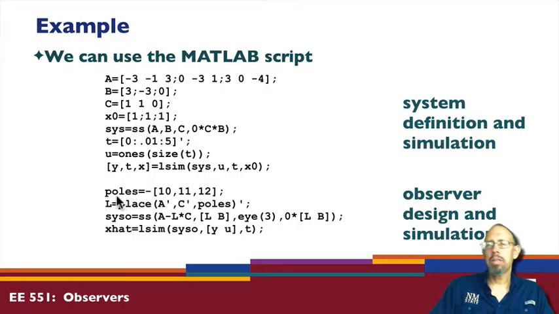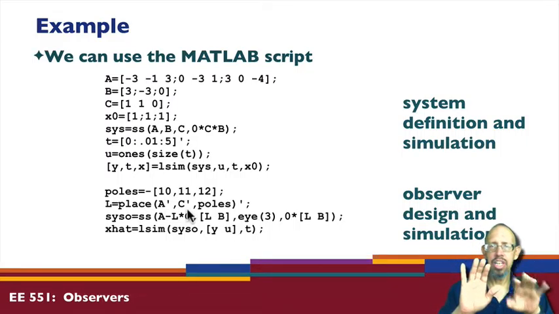We now want to obtain an observer, a full order observer. So here are the poles. And the place command can be used to find the observer gain. So remember, the place command wants to place the eigenvalues of A plus BK. But here we have A minus LC. So in BK, K, the unknown, appears on the right, whereas in LC, L appears on the left.